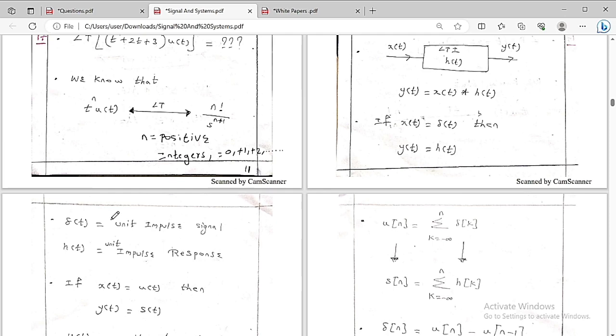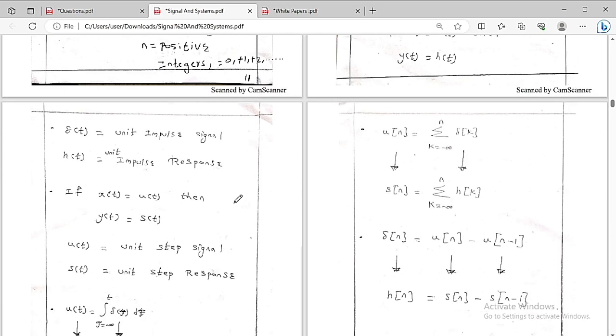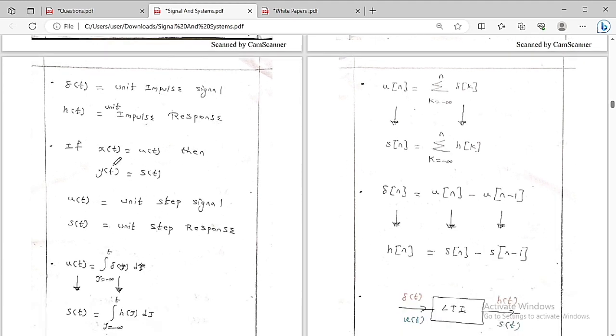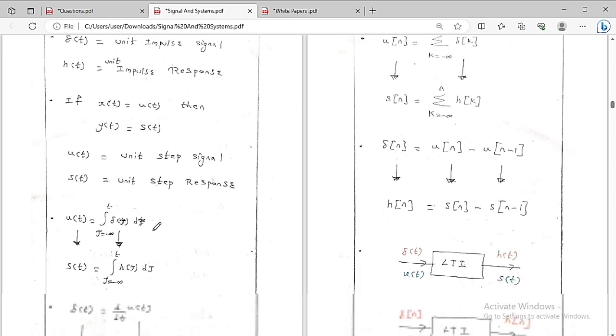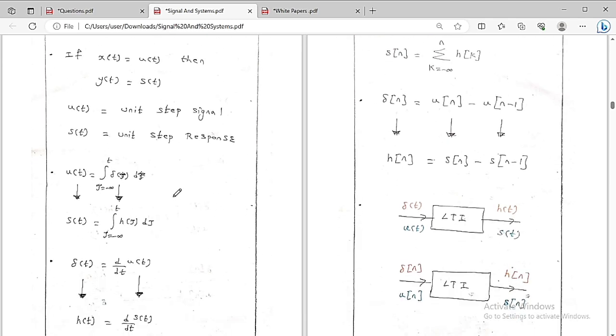So delta of t is called the unit impulse signal and h of t is called the unit impulse response. Suppose the input is x of t equal to u of t, then what is y of t? y of t is nothing but the unit step response, which is s of t. So u of t is called the unit step signal and s of t is called the unit step response. So basically, I want to give the relation between these two inputs.